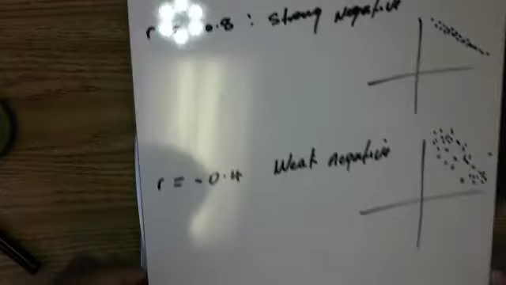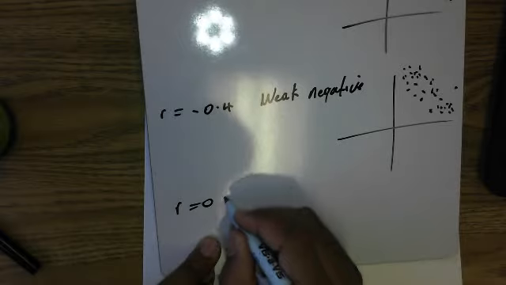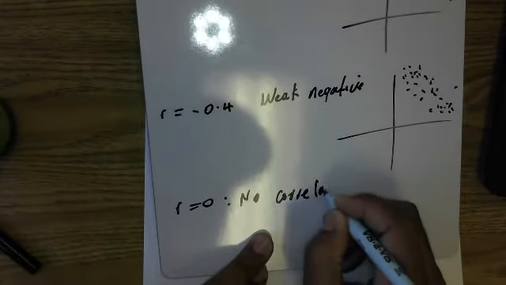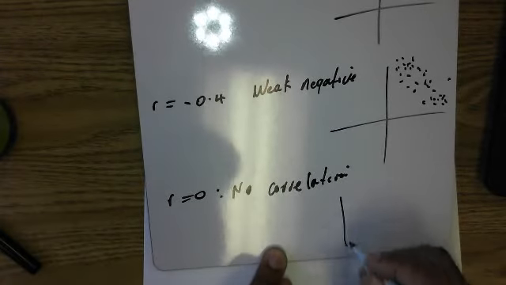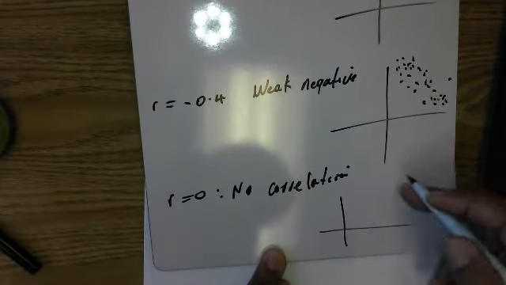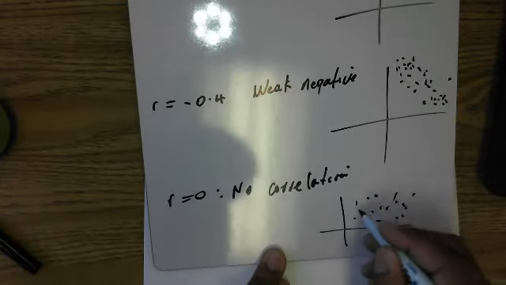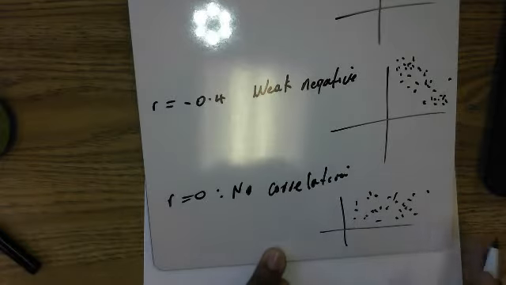Now when R equals 0, there is no correlation. No correlation. And in this case, you cannot tell the direction of it. You can't tell if it's going up or if it's going down. So the points are pretty much all over the place. Okay, there's no pattern to it. You can't tell if it's going up or it's going down.